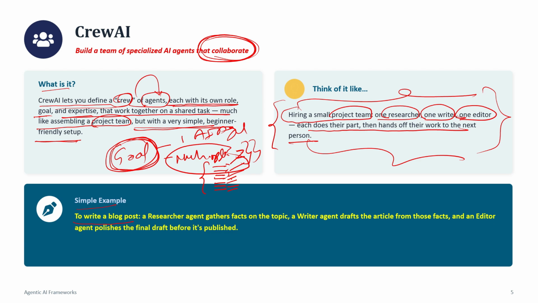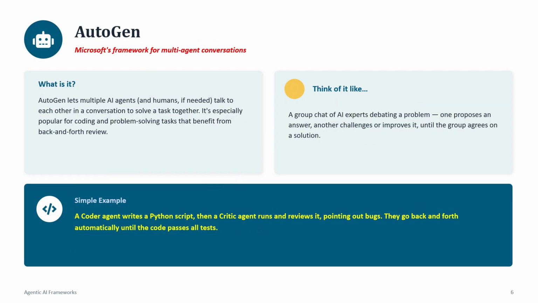Simple example, to write a blog post: a researcher agent gathers facts on a topic, a writer agent drafts the article from those facts, and an editor agent polishes the final draft before it is published. So this is CrewAI, which works on specialized agents that collaborate. They are collaborating with each other.